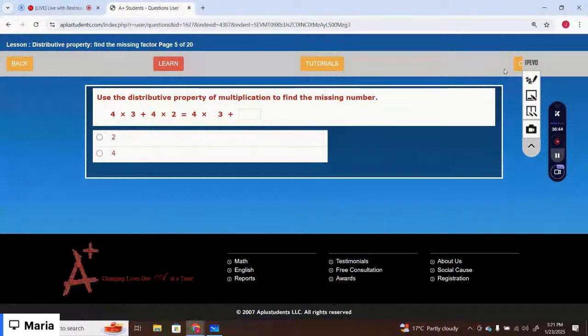The missing number is... 4 is the common number. 4 is already here. 3 is here. So the next number is 2. The correct option is option number 1.